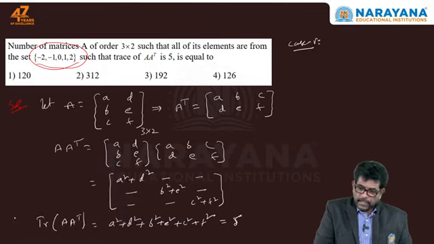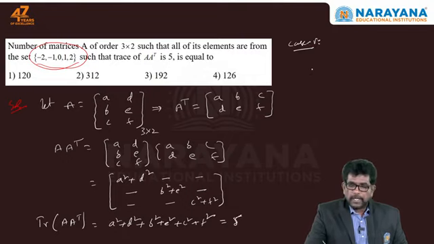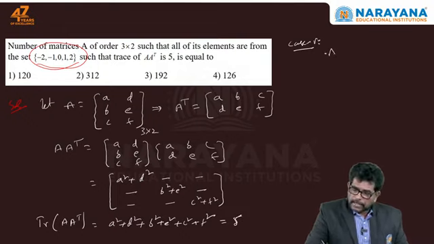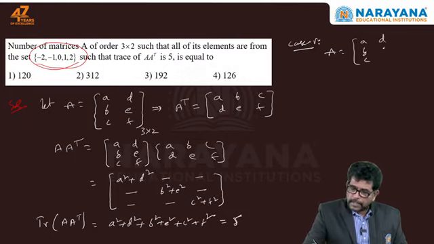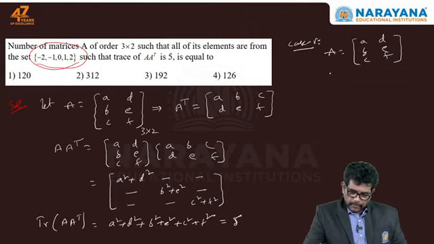Already you are very familiar with that method. Suppose I am going to fill any 5 elements with 1 or -1. First I choose 5 elements from the 6 blanks. I consider a matrix with 6 blanks: A, B, C, D, E, F. To get the trace, A square plus B square plus C square plus D square plus E square plus F square is equal to 5.